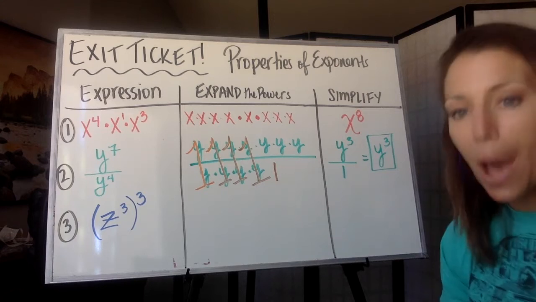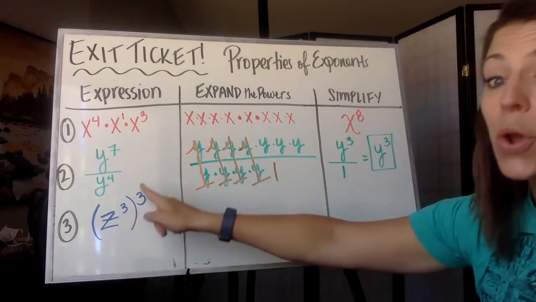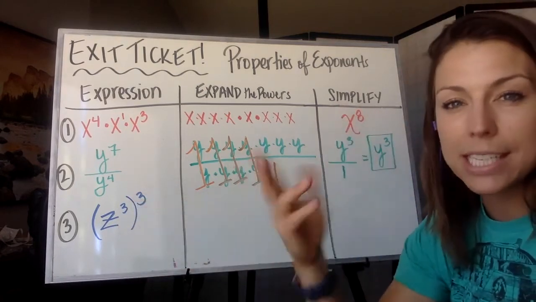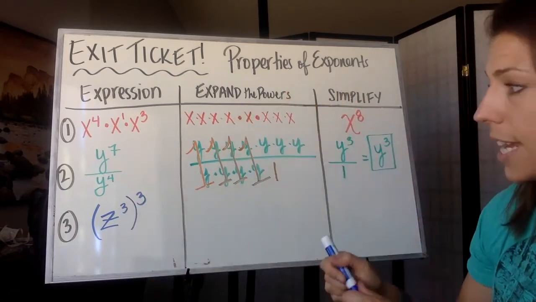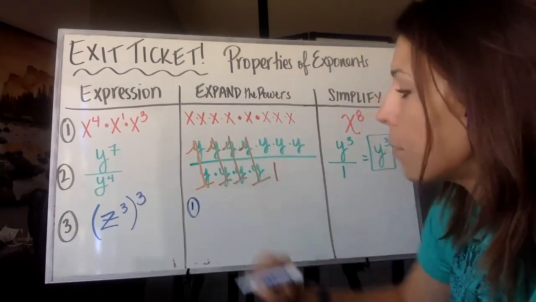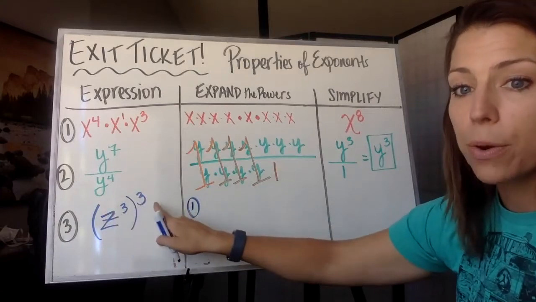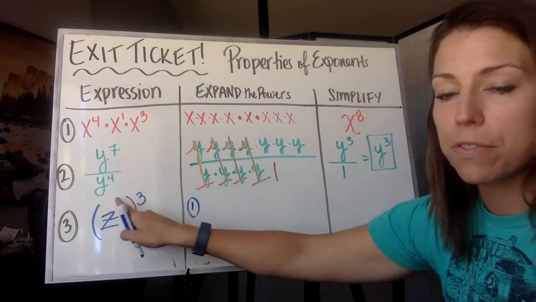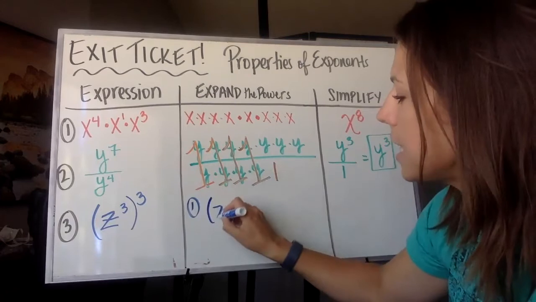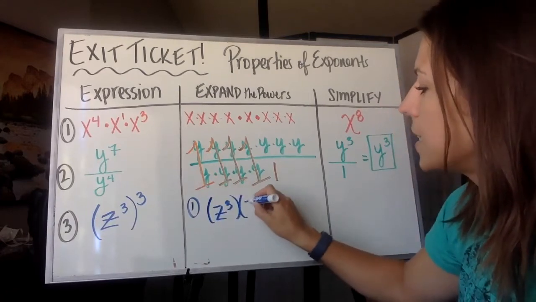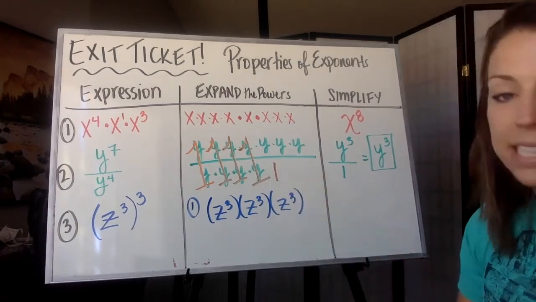This one is a power of a power. How do I know? Well, I have a power inside of the parentheses raised to another power, or the other way that we can tell is because we have 2 exponents. We have a 3 inside and a 3 outside. So remember, this is done in 2 steps. Step 1, take the outside power and expand what's inside. So this power of 3 means I'm taking z to the power of 3 and multiplying it by itself 3 times. Here we go. Z to the power of 3 times z to the power of 3 times z to the power of 3. That's step 1.